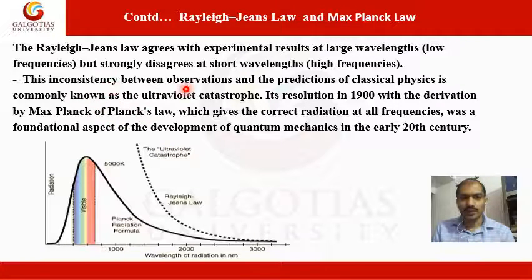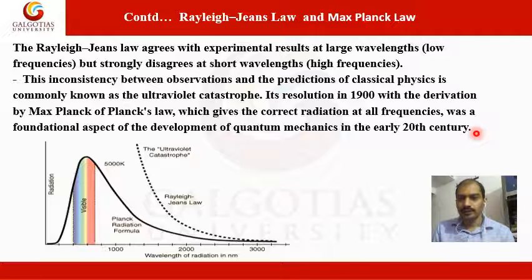So this is the inconsistency between the observation and the prediction of classical physics, and this inconsistency is known as the ultraviolet catastrophe. Its resolution came in 1900 with the derivation of Max Planck. This was explained on the basis of Max Planck's law, which gives the correct radiation at all frequencies, and was a fundamental aspect of the development of quantum mechanics in the early 20th century.